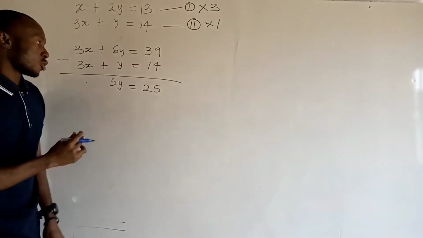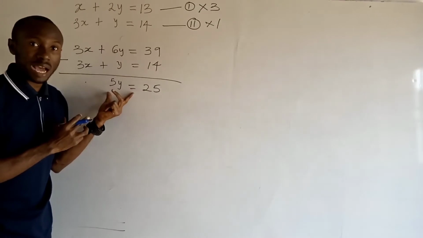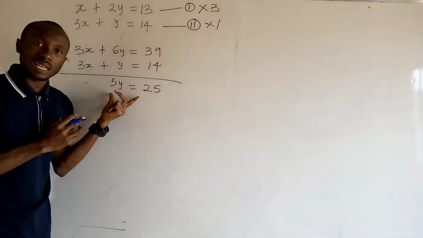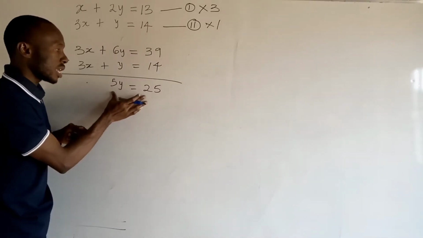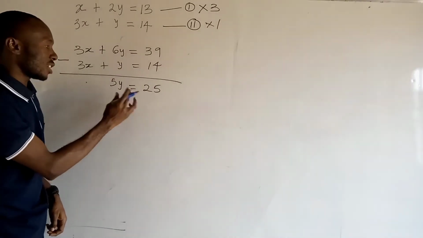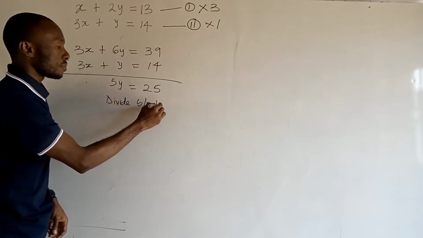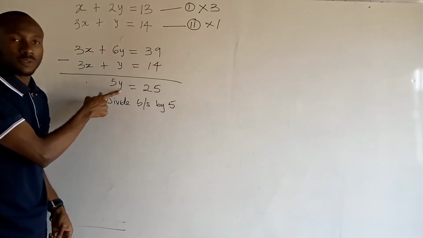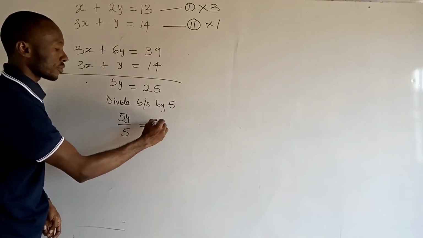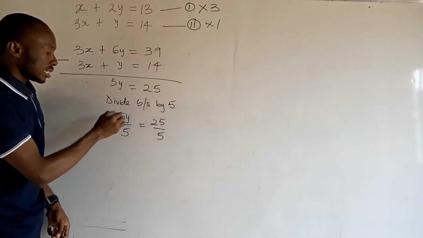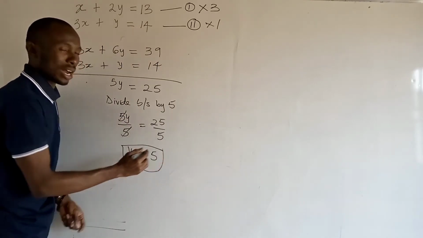So we see now we have the equation in y variable. So we can go ahead and get the value of y, and of course come back to get the value of x. Now from here, for me to get the value of y, I divide both sides by the coefficient of y, which is 5. So I have 5y upon 5 is equal to 25 upon 5. This will cancel out this, so y is equal to 5. So we have the value of y.